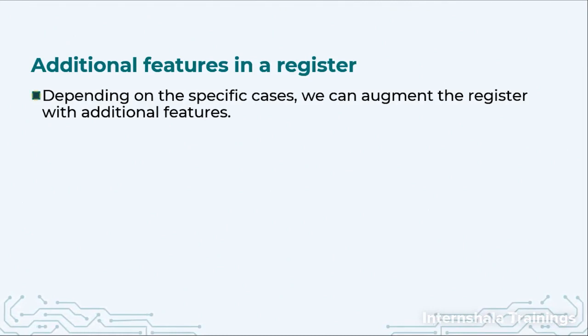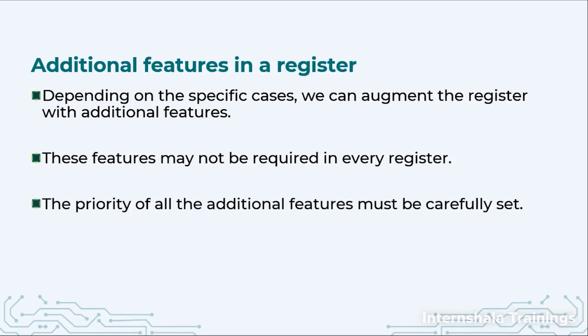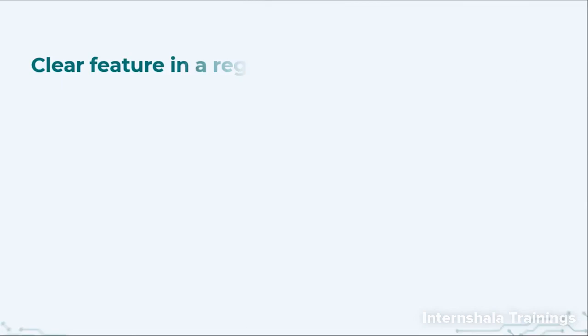Depending on the specific cases, sometimes the user can ask us that I want some additional features in my design. So we can augment, we can enhance the existing designs. The basic functionalities can remain almost the same, but the additional features can override those functionalities. These features may not be required in every register that we design, but these are all user specific. We have to work on the priority. That means which feature will have the higher priority and which one will have a lower priority.